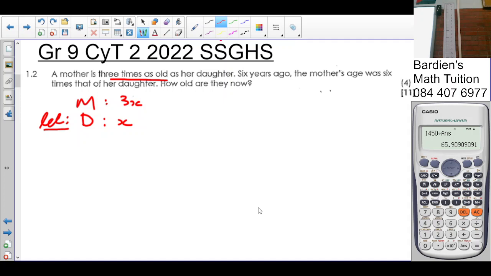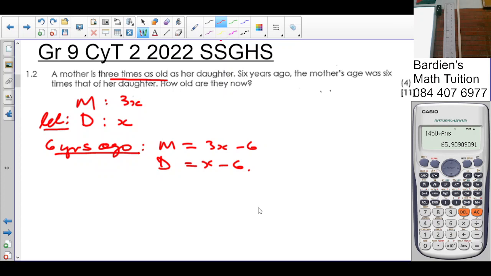Okay, 6 years ago. The mother was 3x minus 6 and the daughter x minus 6. The mother's age 6 years ago was 6 times that of her daughter. So you've got the mother; when you multiply the daughter's age by 6 you get the mother's age. So it says here 6 years ago, the mother's age was 6 times that of the daughter.